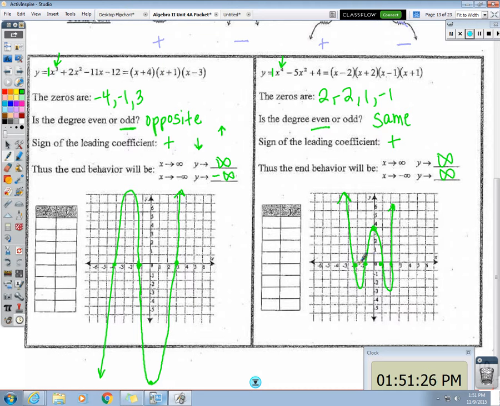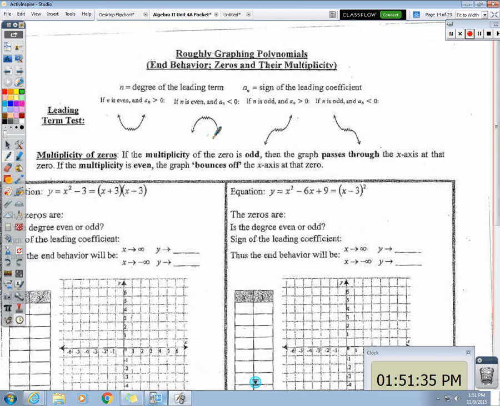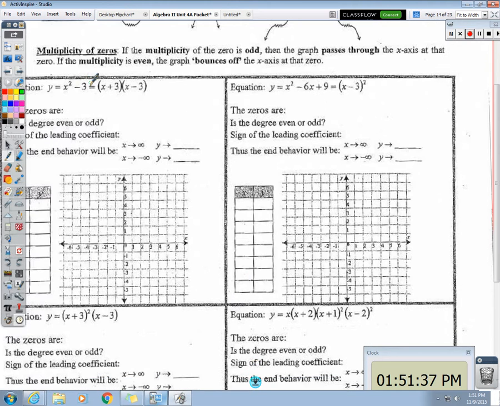Okay, now turn to the next page. No, we got more. Okay, on this page, this is a typo. Get rid of that 3 and replace it with a 9. Just replace that 3 with a 9.